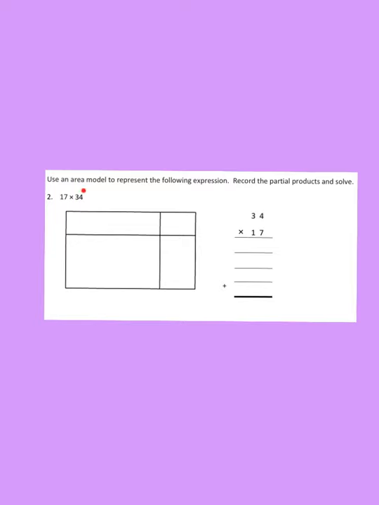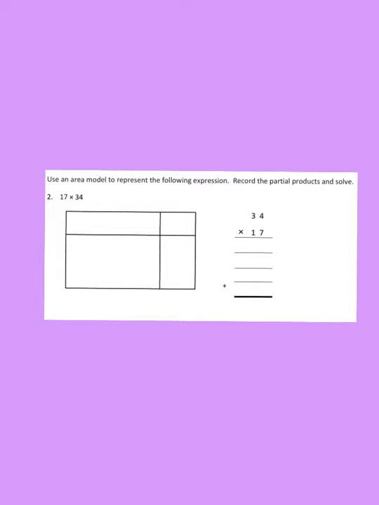It says, use an area model to represent the following expression. Then record the partial products and solve. So first we're going to look at the area model, which is represented right here. And we're trying to figure out what 17 times 34 is equal to. When we look at the area model, we see that 34 is the biggest number that we're going to break down. So we're going to break 34 down to 30 and 4.